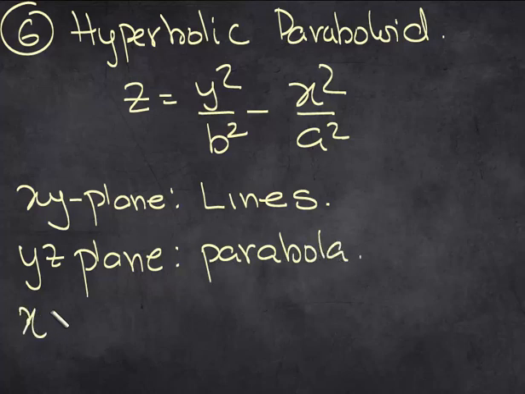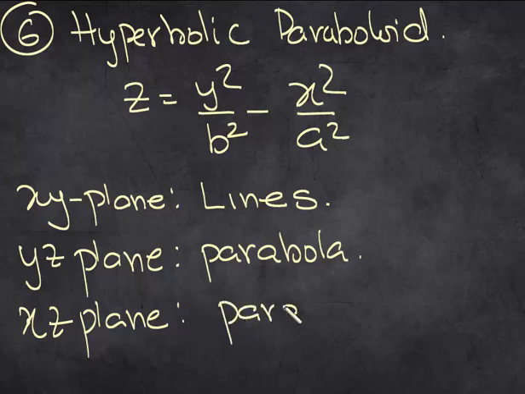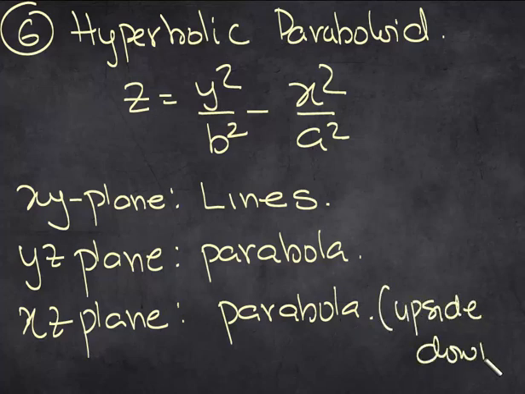And the XZ plane. Except it'll be what though? Upside down. Do you guys follow? Because of the negative, correct? So you have a parabola that goes up, and then you have another parabola that goes down. So it's kind of like this. You have a parabola that's going down, and then you have another one that's going up. So it's really hard to visualize what this looks like.